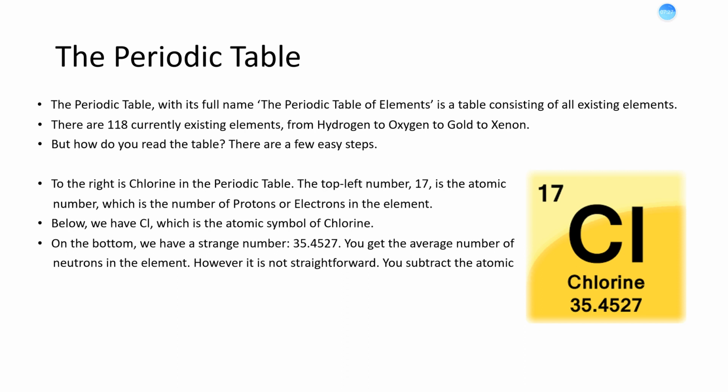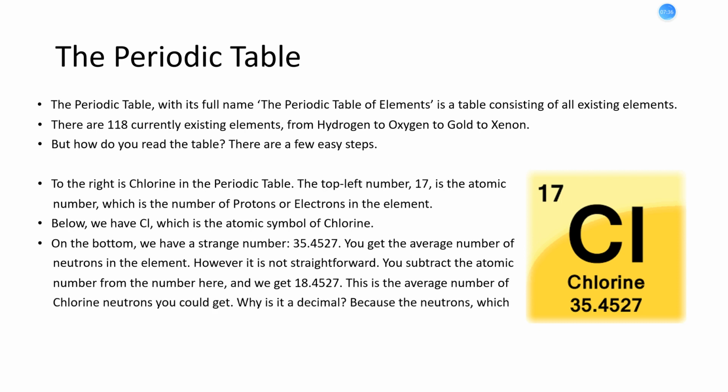You subtract the atomic number 17 from the number, and here we get 18.4527. That is now the average number of chlorine neutrons you can get. But why is it a decimal? Actually, the neutrons here have no charge, so you can change the number of neutrons according to which chlorine atom. So there can be 19 neutrons in the chlorine atom, or 20 neutrons. But these types of atoms are really, really rare. To get the most common atom, you round this decimal 18.4527 to the nearest whole number, and ta-da, you get 18. So chlorine has 17 protons and 18 neutrons.